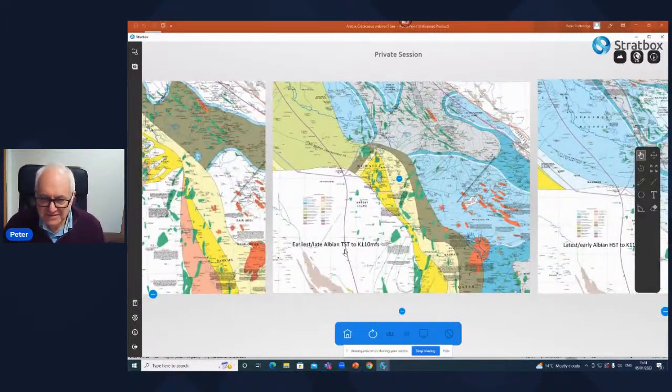This is the transgressive system tracked to the sedimentary sequence containing the K110 maximum flooding surface. And we see that the clastic systems are now beginning to backstep, and we're getting an expansion of carbonate deposition on the distal part of the plate away from the exposed clastic systems.